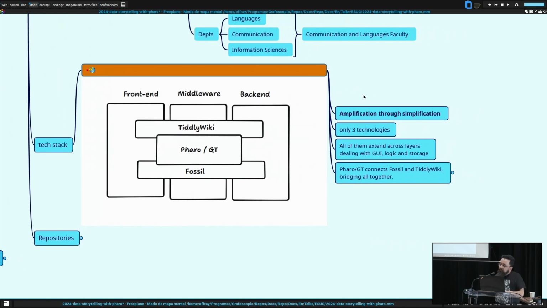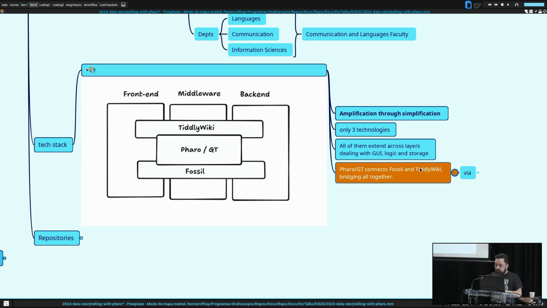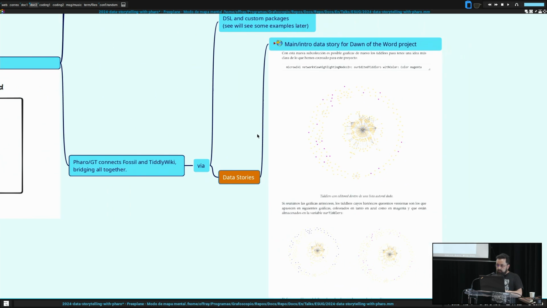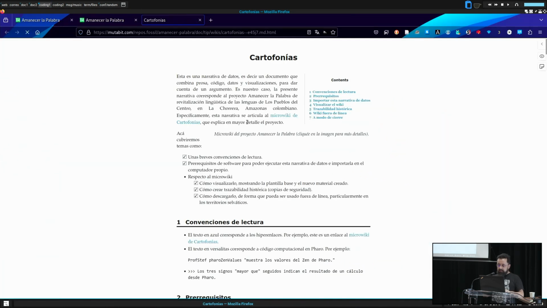So the idea is to have this amplification through simplification. Only 3 technologies, all working across all layers, and Pharo GT connecting all that together via DSLs. We create this custom domain language to model what we are doing with these wikis over there, and via data stories like this one. So for example, in this story, I want to know what is happening.